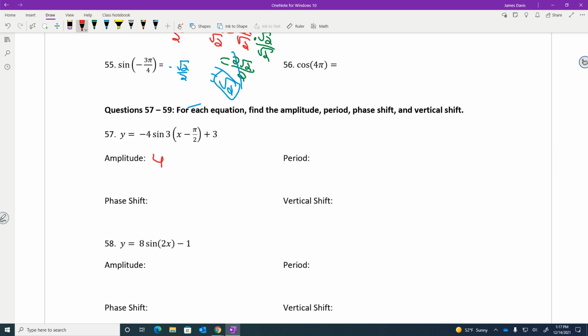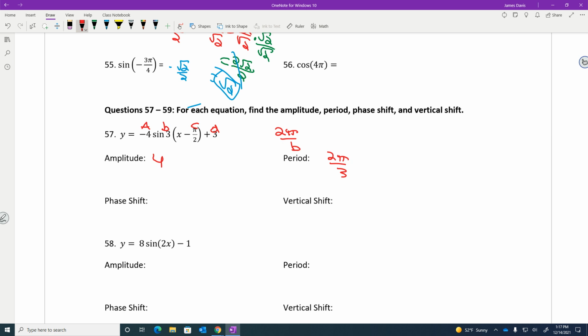The period is what here? What's that? Close. You do use 3 in it. Yeah, 2 pi over 3. So the period is always 2 pi over the b. This is like our a. This is our b. Here's a c and here's a d. It's always 2 pi over b.